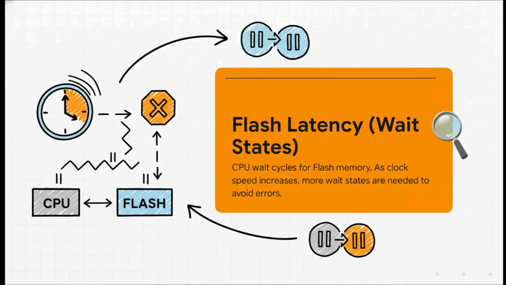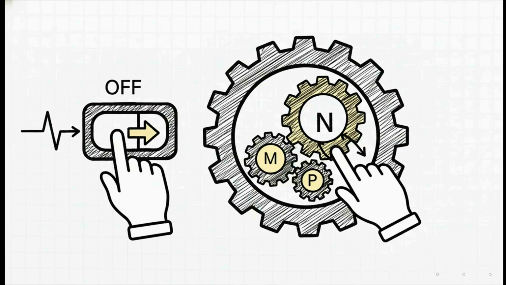This next step is so important, and you have to do it before you speed everything up. Think of it like this. Your CPU is suddenly working at lightning speed, but the flash memory where your code lives is still moving at its old, slower pace. If the CPU asks for the next instruction and the memory isn't ready, what happens? Chaos. So we add wait states. These are just tiny intentional pauses that give the flash memory time to catch up. If you speed up the clock without adding wait states, your system will crash. Guaranteed.